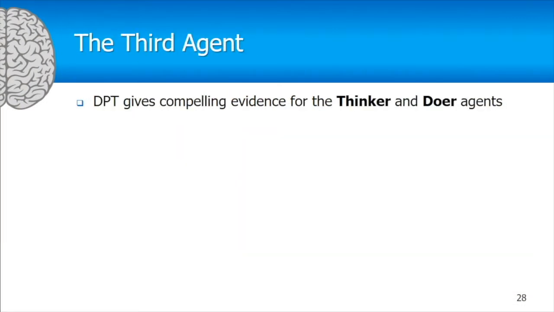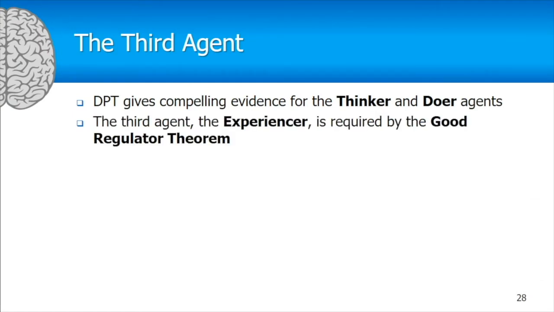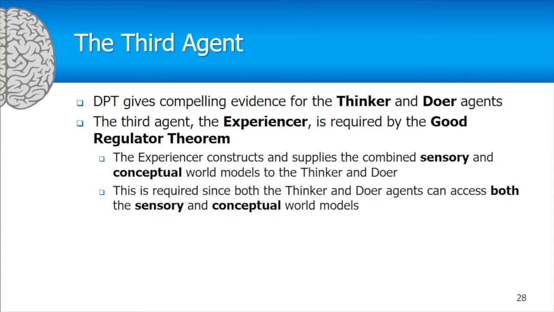Now the third agent is required by the good regulator theorem. We've got the thinker and doer, and they need to have a model of the world. And my hypothesis is that it's the experiencer that constructs and supplies the combined sensory and conceptual models of the world to the thinker and the doer.